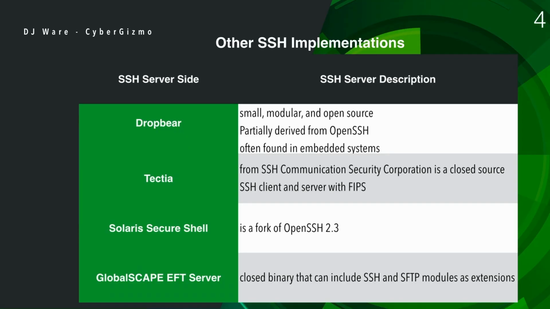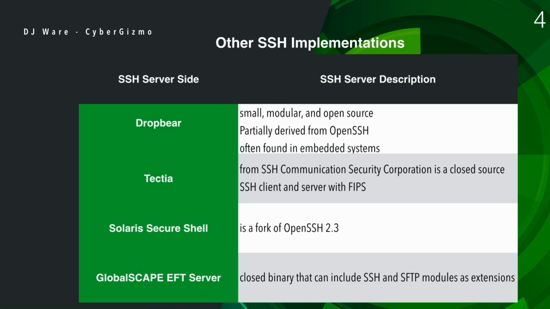As far as other SSH implementations other than OpenSSH, what else is there? I mean, this, again, is not a complete list. It's just ones that I know of. There's Dropbear, which is meant for embedded systems, so it's kind of a very cut-down version of OpenSSH. It's very modular, it's open source, it's also very quick, and it's very lightweight.